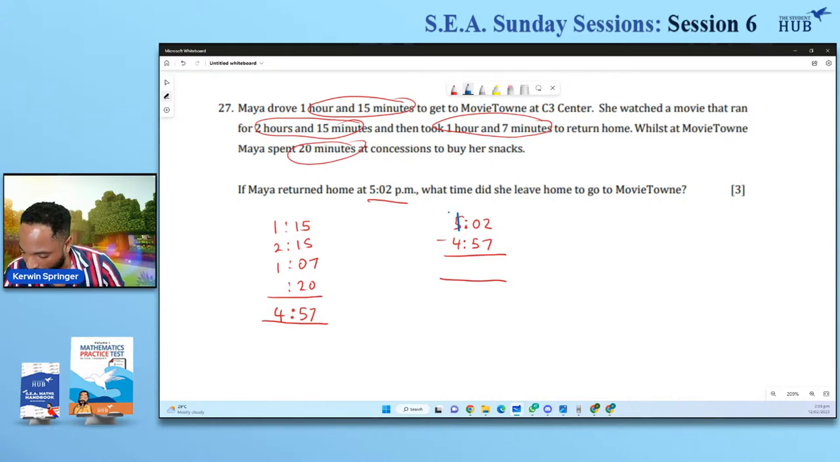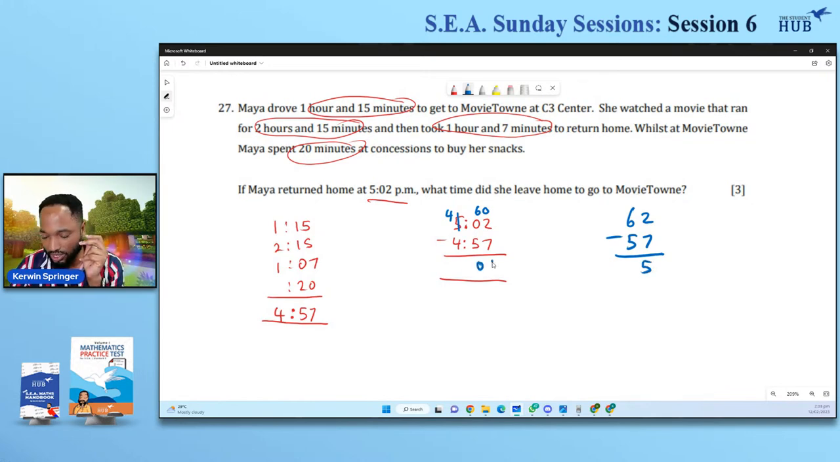So we cross this 5, we have a 4 there, and we bring across the 60. So we have 62 minus 57. When I have to do things like 62 minus 57, here's how my brain works, right? It's really close to each other, so I would say, okay, 57 plus 3 is 60, and then I need to add an additional 2. So this must be 5. Y'all agree? Now, am I adding up properly?